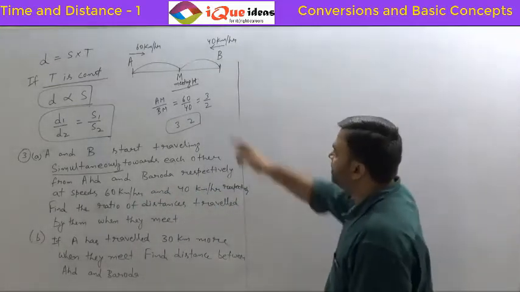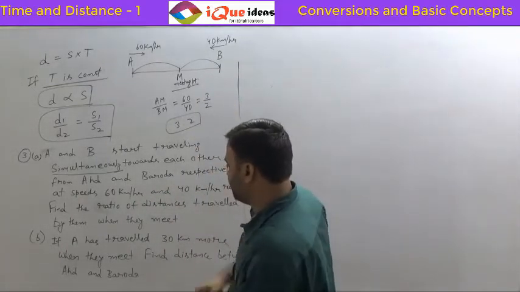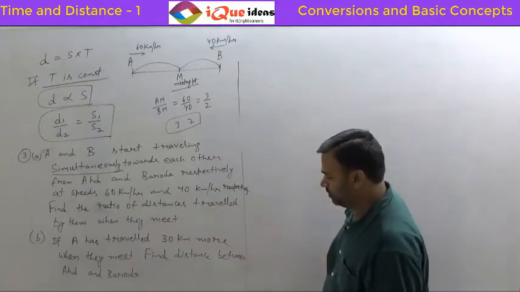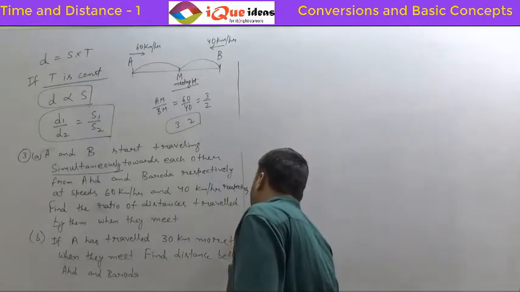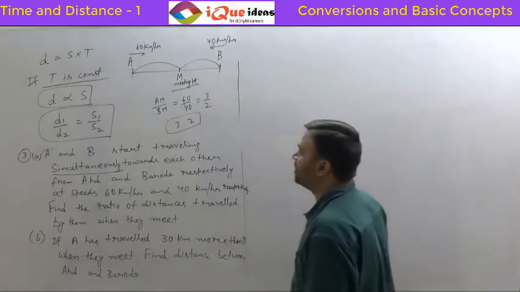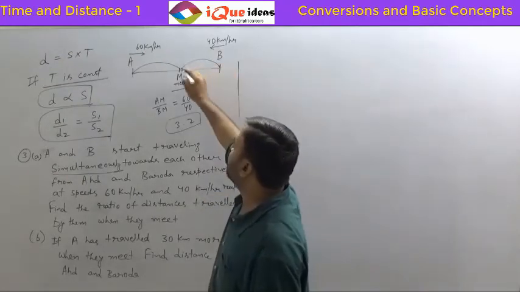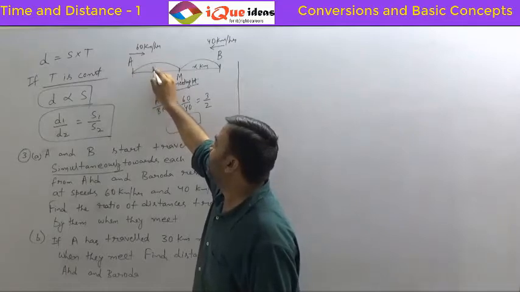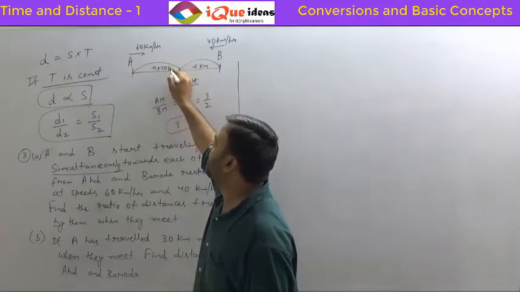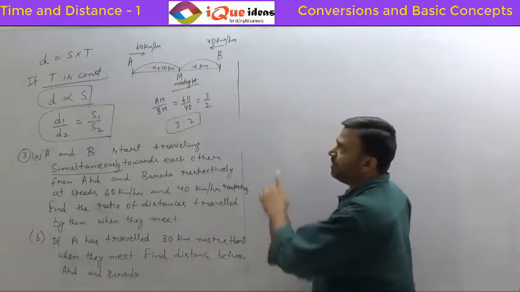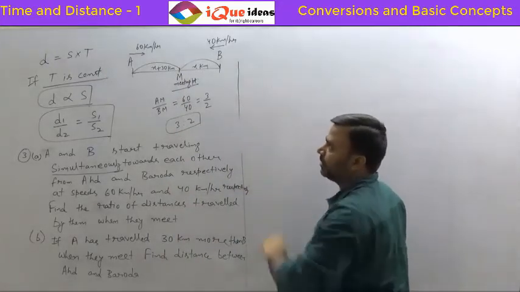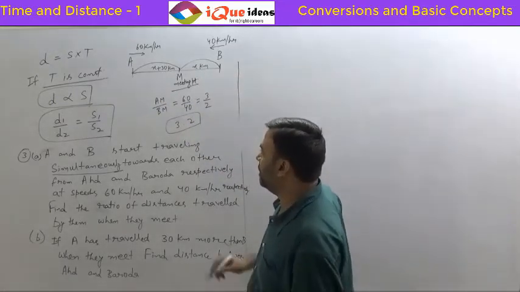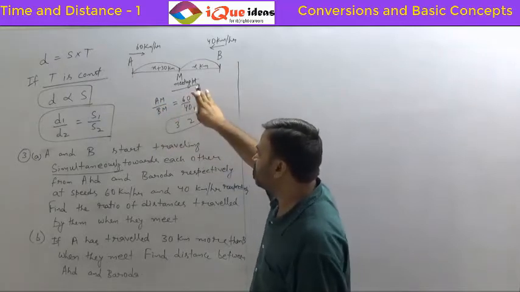So where do you start from? Still start from this. What does the question say? It says that when they are meeting, at that moment, A would have traveled 30 kilometers more than B. What does it mean? Go back to the same diagram. Suppose B has traveled X kilometers. That means A has traveled X plus 30 kilometers. We have to find the total distance between A and B, the original distance between A and B. So here we already have AM upon BM is equal to 3 by 2.